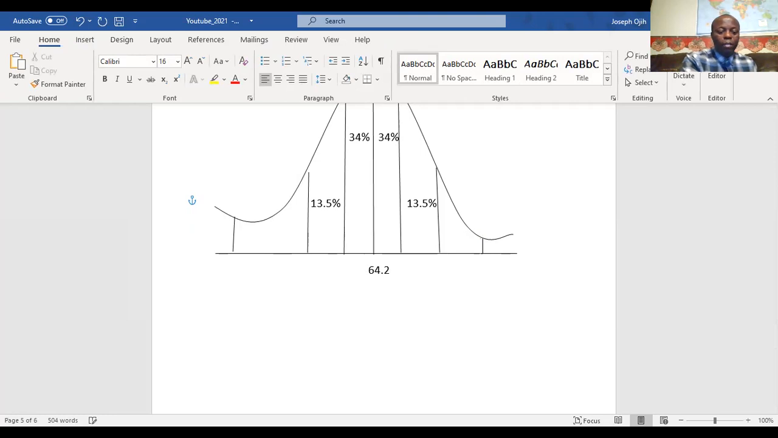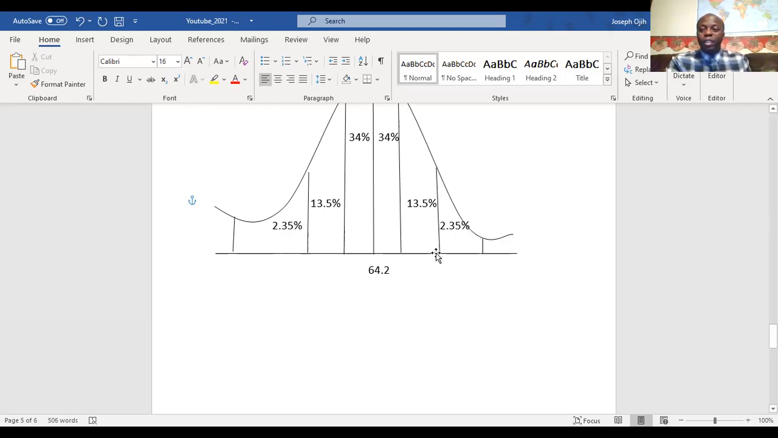They have 2.35%. Okay. So this one. Oh, my mistake. You just same line. 2.35%.